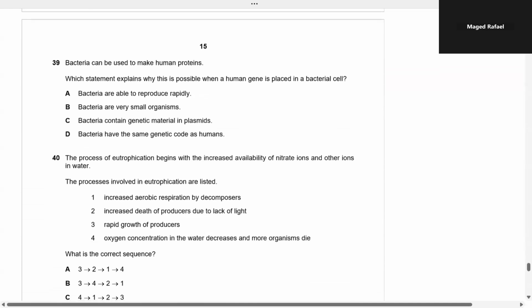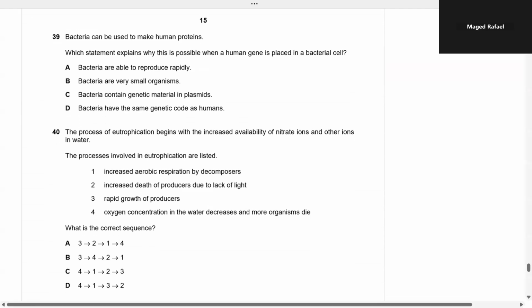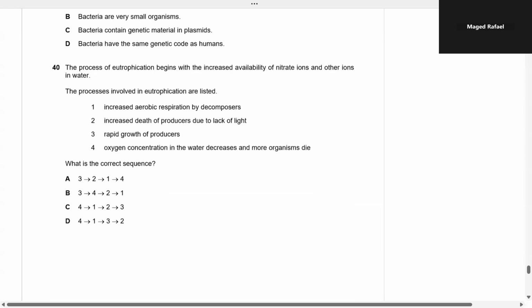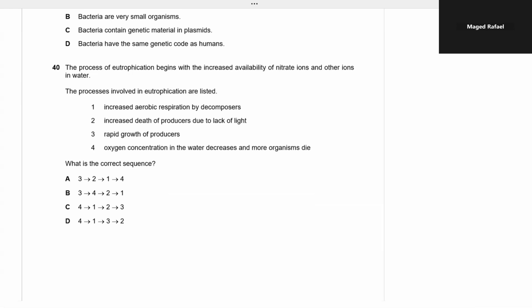Question 39. Bacteria can be used to make human proteins. Which statement explains why it's possible? This is possible when a human gene is placed in a bacterial cell. Definitely, because bacteria have the same genetic code as humans, and that's what we talked about in the paper 4 course. So the answer is D. The last one, what is the correct sequence for the eutrophication process? And as we learned several times, the answer is A.